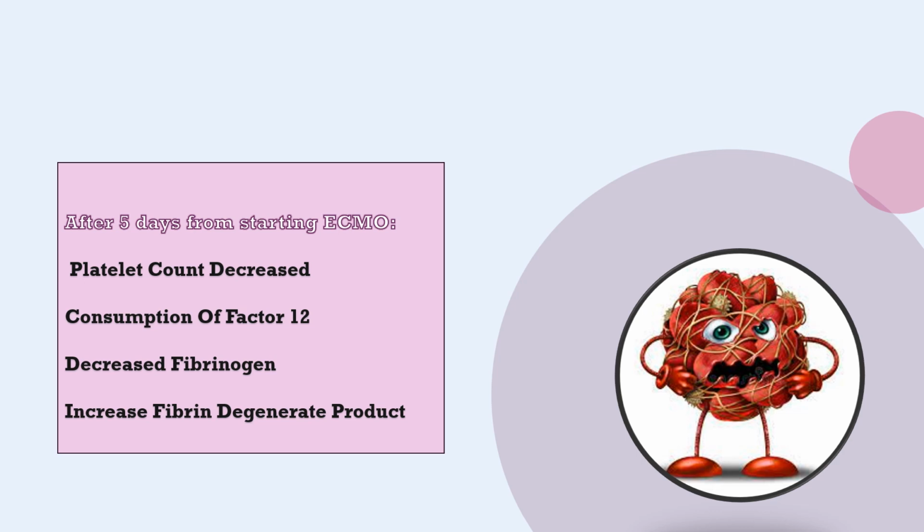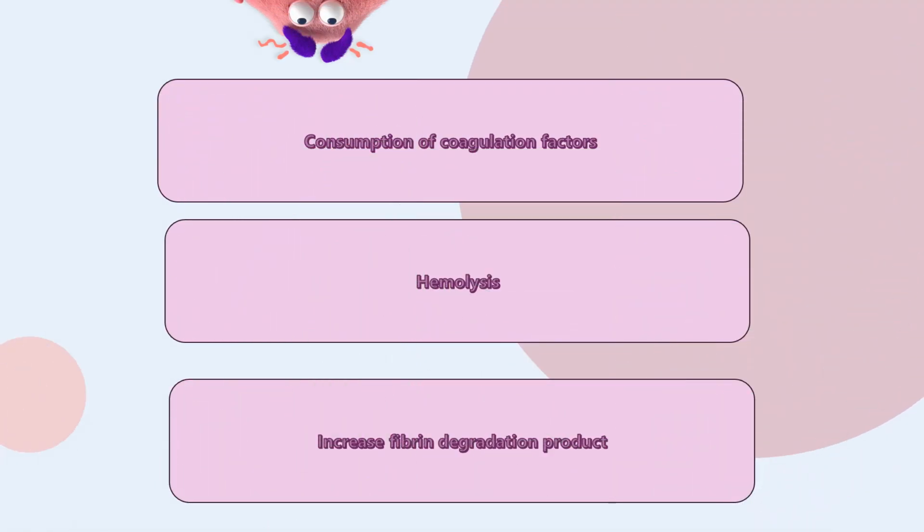There are multiple studies. One of them found that in patients after 5 days from starting ECMO, there is a decrease in platelet counts, consumption of factor 12, a decrease in fibrinogen, and an increase in fibrin degradation products. So there will be consumption of coagulation factors, hemolysis, and increased fibrin degradation products.